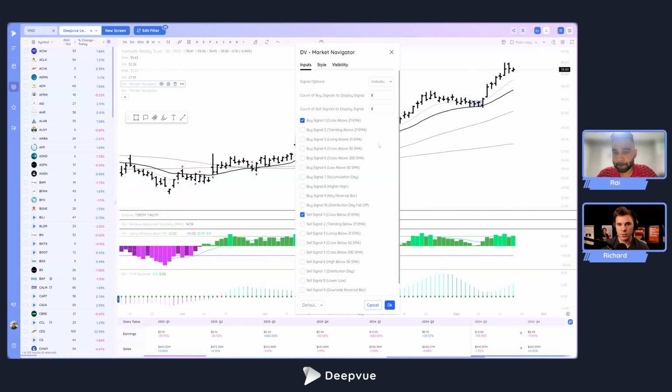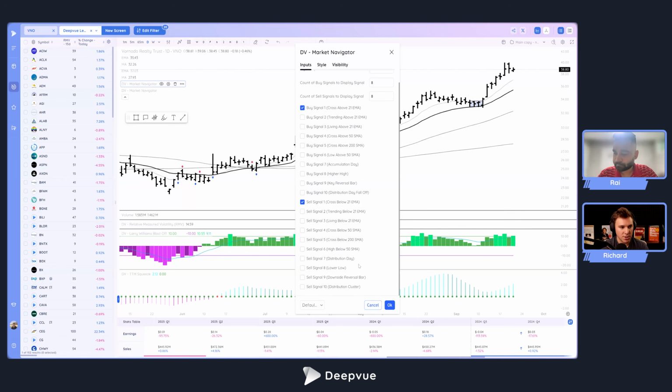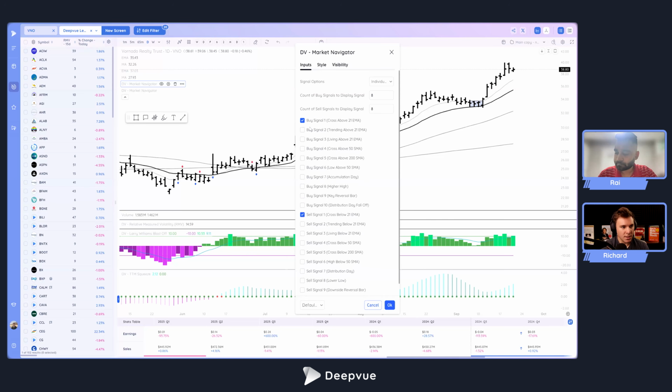A lot of them have to do with the key moving averages, crosses above or below the 21 EMA, the 50 SMA, the 200 SMA, whether it's an accumulation day, a higher high, a key reversal bar, or a distribution day falling off. On the sell side, very similarly, crosses below the moving averages, distribution days, lower lows, that type of thing. So these two happen to be the ones that I use.